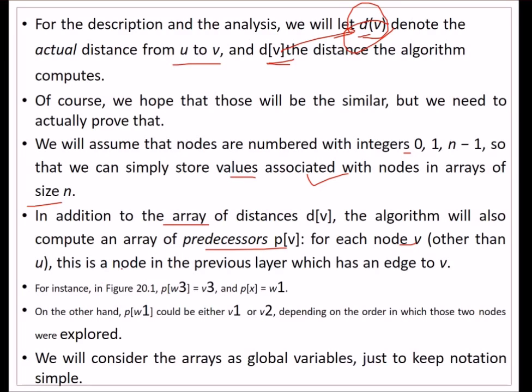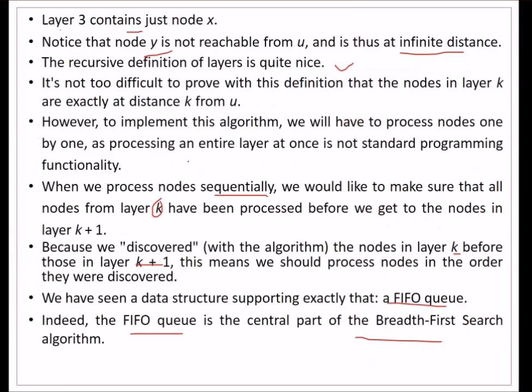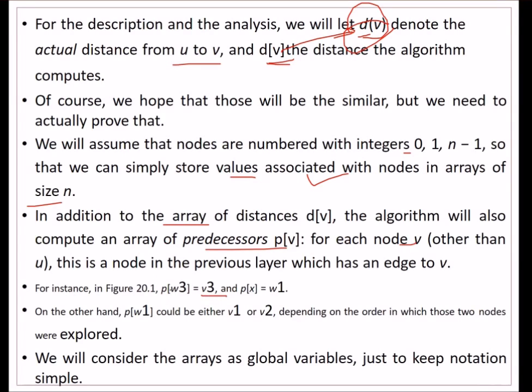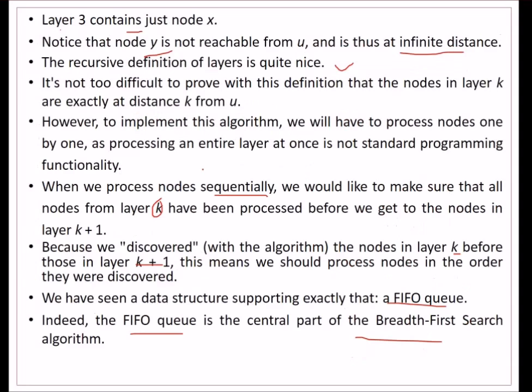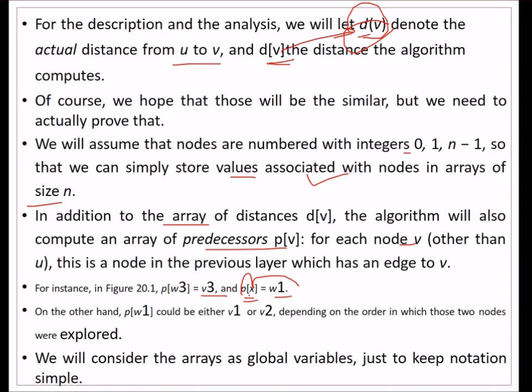What I mean, in this figure, is that the predecessor of x will be w1, because we started with u, went to v1, v2, then went to w1, then went to x. So x has a predecessor of w1. P means predecessor: p[x] is w1. Likewise, p[w1] can be either v1 or v2, because the layer v1 and v2 comes before w1, and depending on the order in which these nodes were explored, it can be either v1 or v2.